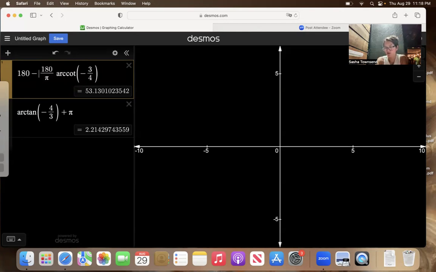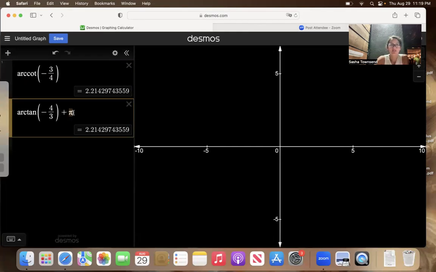That makes sense with a 3, 4, 5 triangle. The angle opposite the side with a 4 would be 53 degrees. Opposite the 3, it's going to be 90 minus 53, or about 37 degrees, right? And then opposite the 5 is that 90-degree angle. But yeah, Desmos will give you the value of the arc cotangent. But I did want you to see that if you compute the arc tangent of the reciprocal and then add pi, you get the same answer.